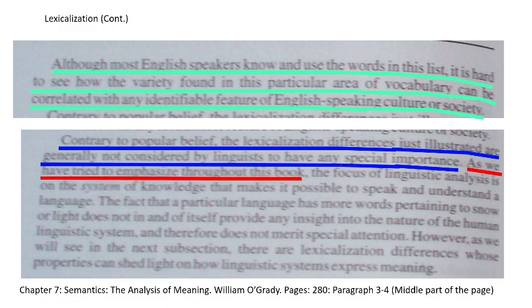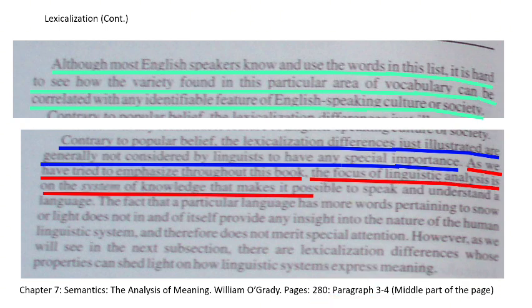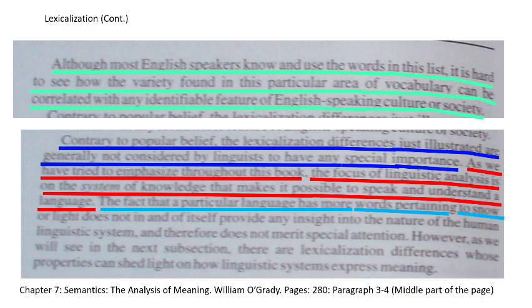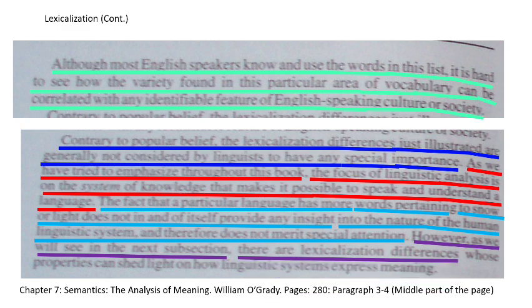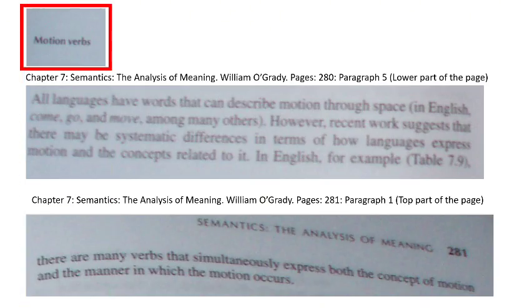As we have tried to emphasize throughout this book, the focus of linguistic analysis is on the system of knowledge that makes it possible to speak and understand a language. The fact that a particular language has more words pertaining to snow or light does not in and of itself provide any insight into the nature of the human linguistic system, and therefore does not merit special attention. However, as we will see in the next subsection, there are lexicalization differences whose properties can shed light on how linguistic systems express meaning. Motion verbs.